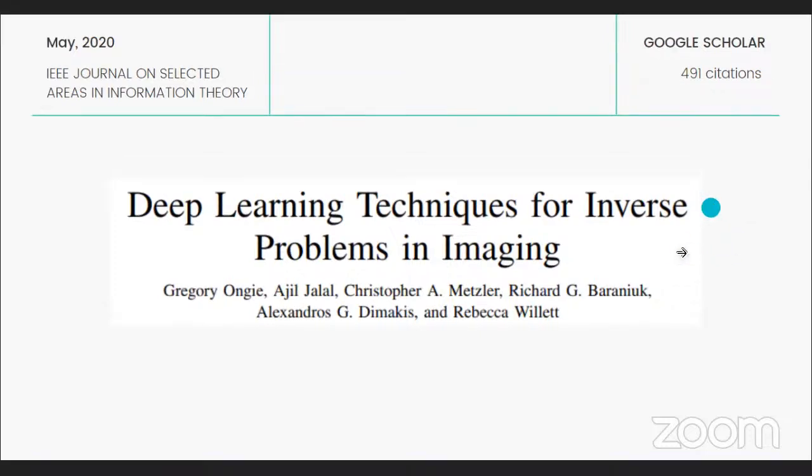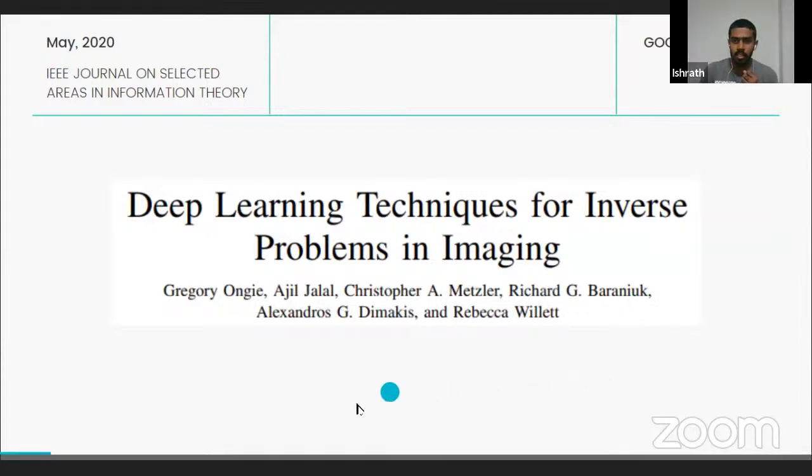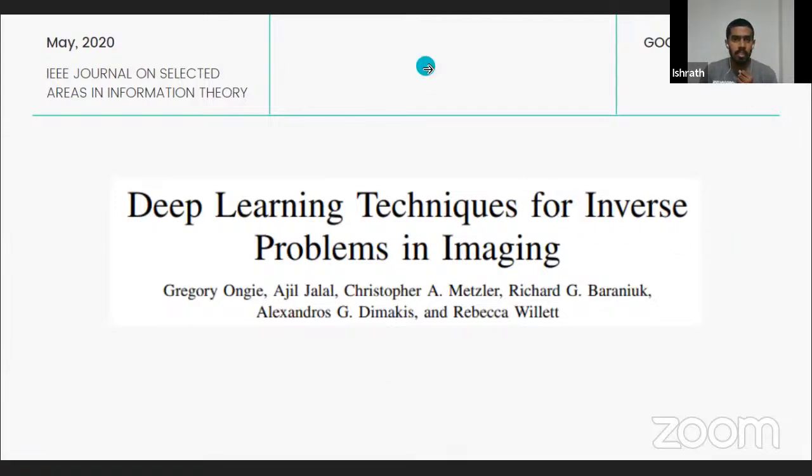So the paper I chose to present today is titled Deep Learning Techniques for Inverse Problems in Imaging. This paper does not introduce a new method for solving this inverse problem. Rather, it is a review paper. It reviews what techniques have been employed to solve these inverse problems in imaging up to 2020. This paper was published in 2020 in an IEEE journal.